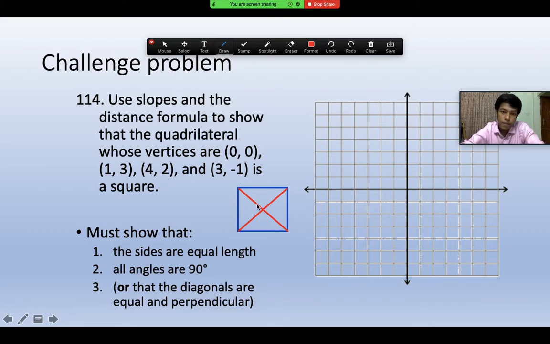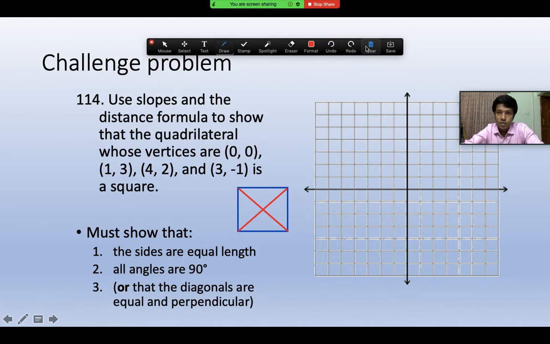Then you will see that this line's slope and this line's slope will be negative reciprocals because they are perpendicular. This line's slope and this line's slope will also be negative reciprocals because they are perpendicular. When you have all this information, since all these characteristics match, this is definitely a square. Or you can go for the diagonals if you want to skip this part.